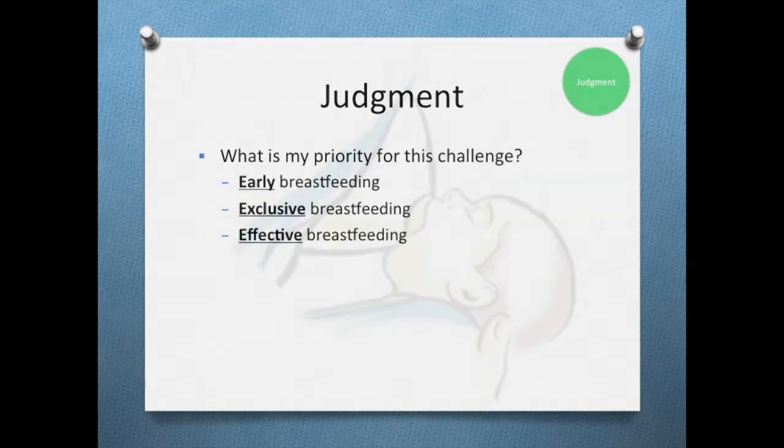My overall priorities for these breastfeeding challenges include the 3 E's discussed in our course content: early breastfeeding, exclusive breastfeeding, and effective breastfeeding. I would want to work through each of these subjects with the mother to ensure the breastfeeding relationship is as optimal as it can be under these circumstances.